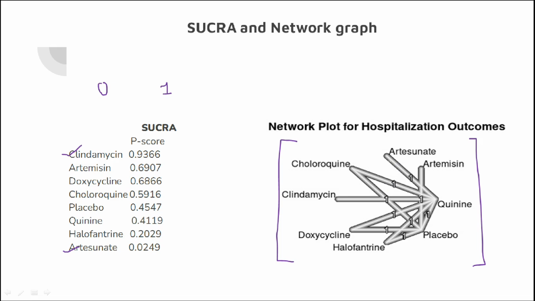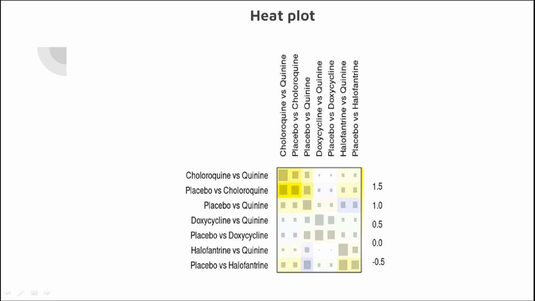We can also change the width of these edges. We can code in R which will help us to increase the width of these edges, which means greater the width, more number of studies are there, and if smaller the width of these edges, lesser number of studies are there comparing the two treatments. As you can see that in this heat plot, the studies are not compared to each other, whereas the interventions are compared to each other.